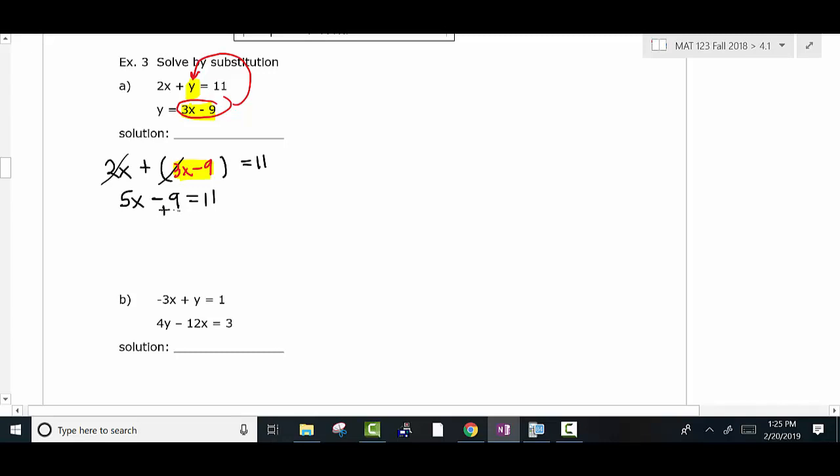So this one we can add 9 to both sides. That'll give 5x equals 20. You can divide both sides by 5. So you'll get x is equal to 4. So the first part of the solution is x is equal to 4.